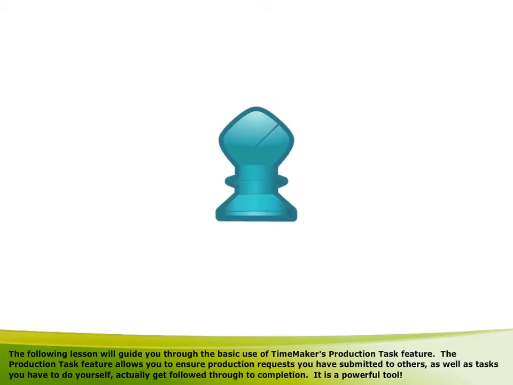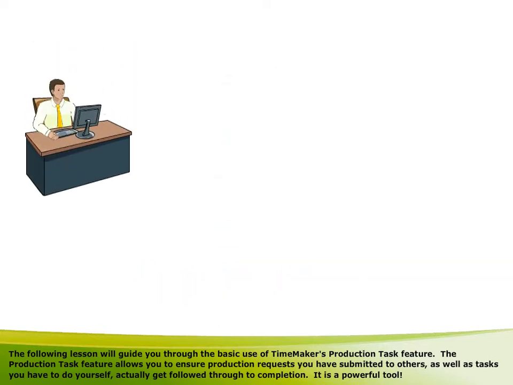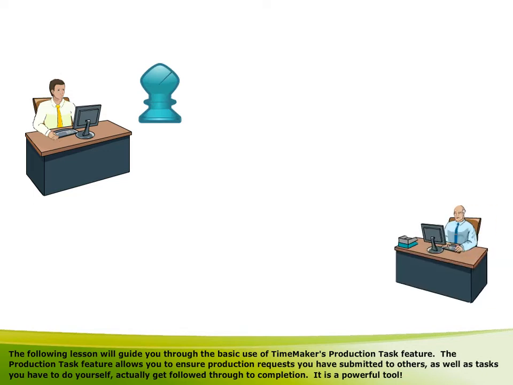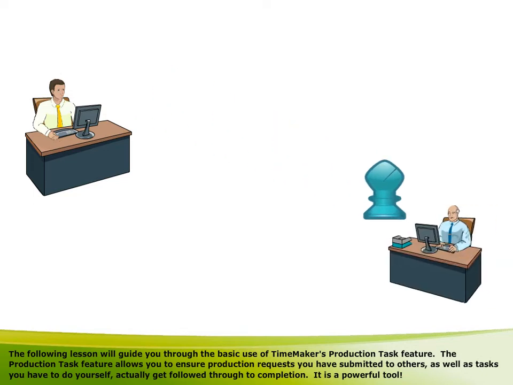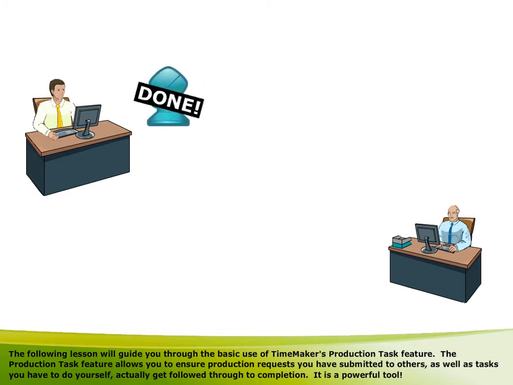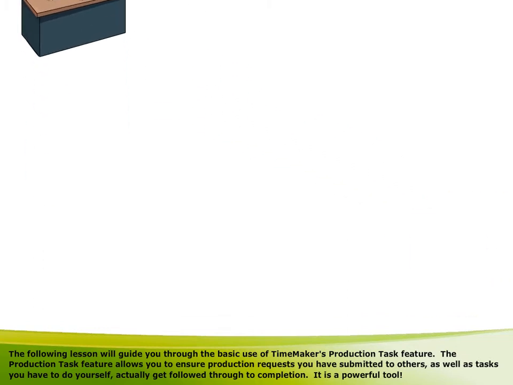The following lesson will guide you through the basic use of TimeMaker's production task feature. The production task feature allows you to ensure production requests you have submitted to others, as well as tasks you have to do yourself, actually get followed through to completion. It is a powerful tool.